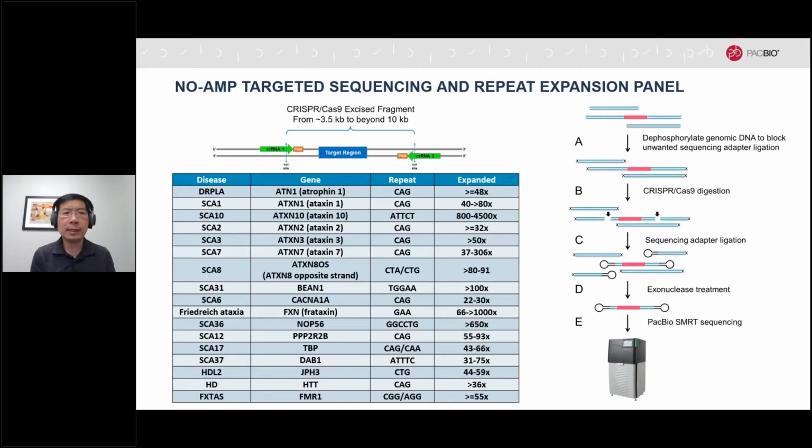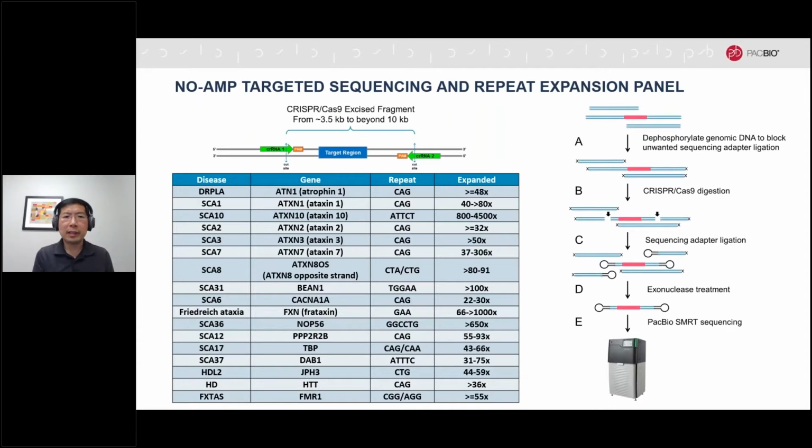In this study, we used the No-Amp targeted sequencing method to target and sequence 17 different repeat expansion loci in the human genome. There are 15 different spinocerebellar ataxias, Huntington's disease, and Fragile X associated ataxia in the panel.